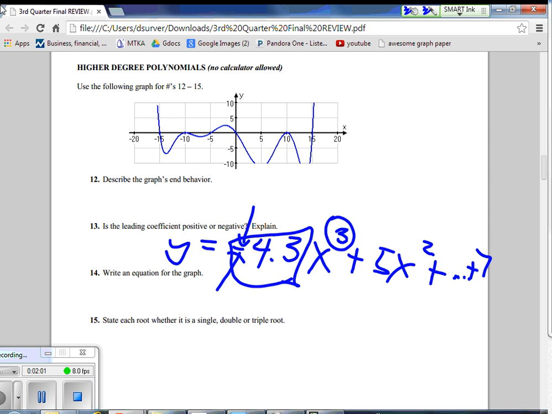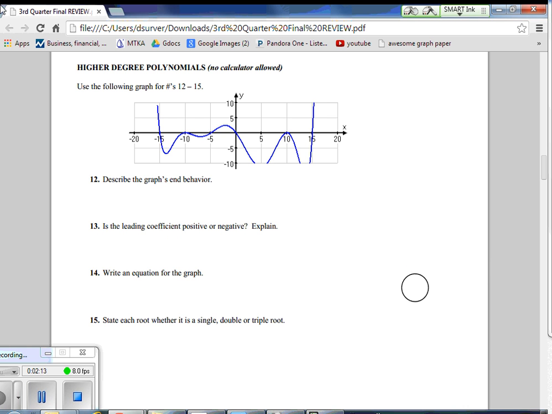What do you know about the lead coefficient? Must be positive. And then say because. Basically, anytime you have a negative in the front, the right side has to go down. So anytime you have a positive, the right end goes up.